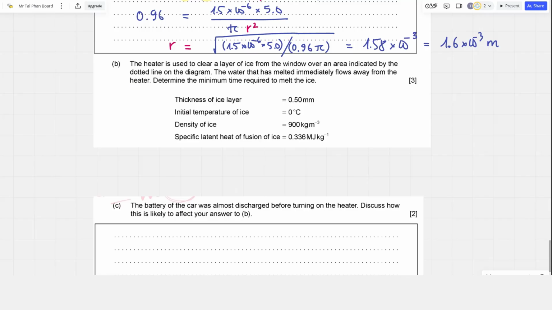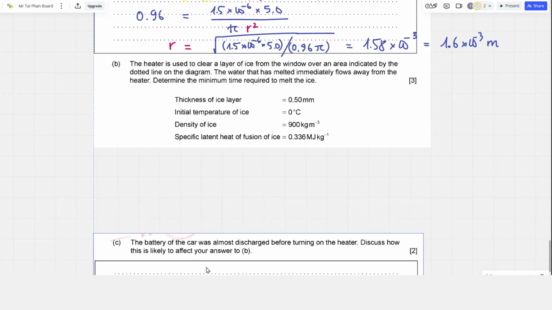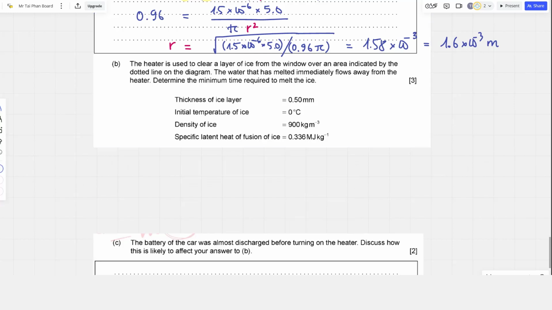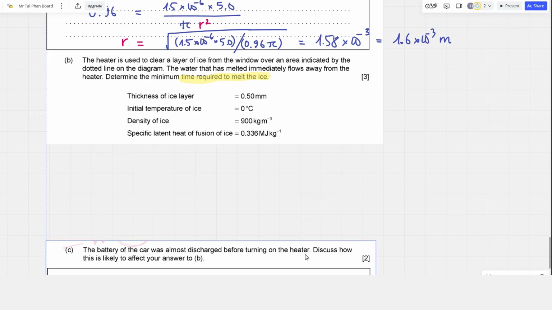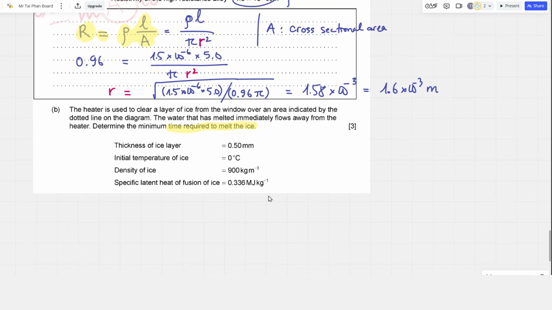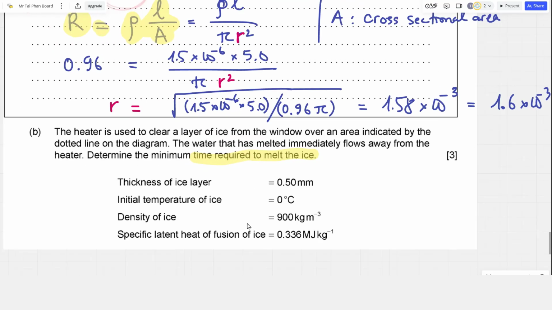Câu hỏi chỗ này. Determine the minimum time required to melt the ice. To find that time, we need to determine how much energy is needed to melt the amount of ice. How many kilograms of ice?